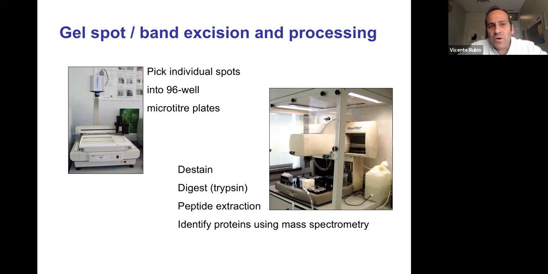And those proteins must be digested. Usually the typical enzyme to do so is trypsin. And there are different equipments to carry out that process in a high throughput manner.